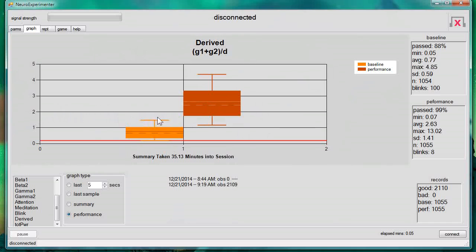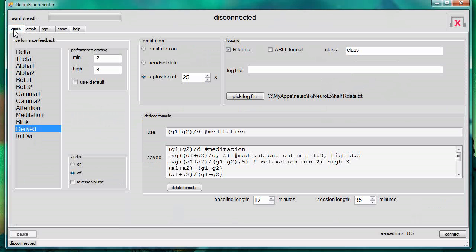If we had a cutoff of about 1.8, you could see that we would capture a good deal of the performance samples, and we will be excluding a good deal of the baseline samples. So let me put that cutoff into our parameters and run the log through the software again. So this is going to be 1.8, and the high value is somewhat arbitrary. I'm going to select 3.5.